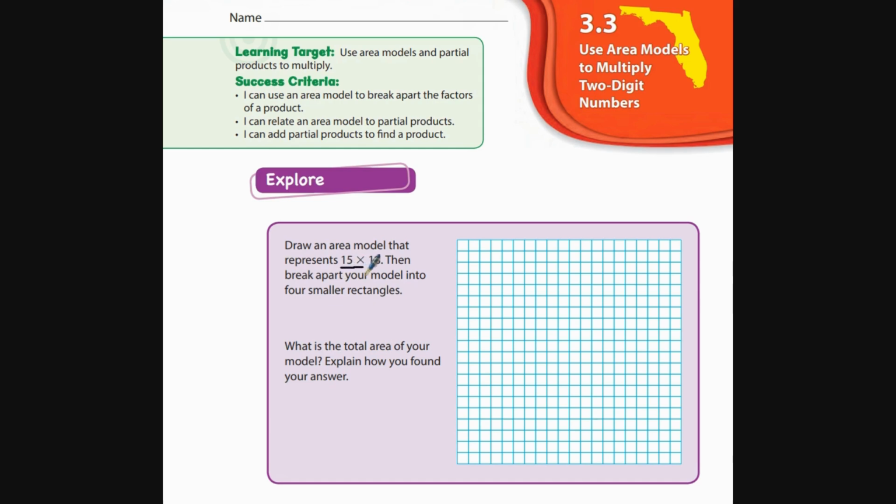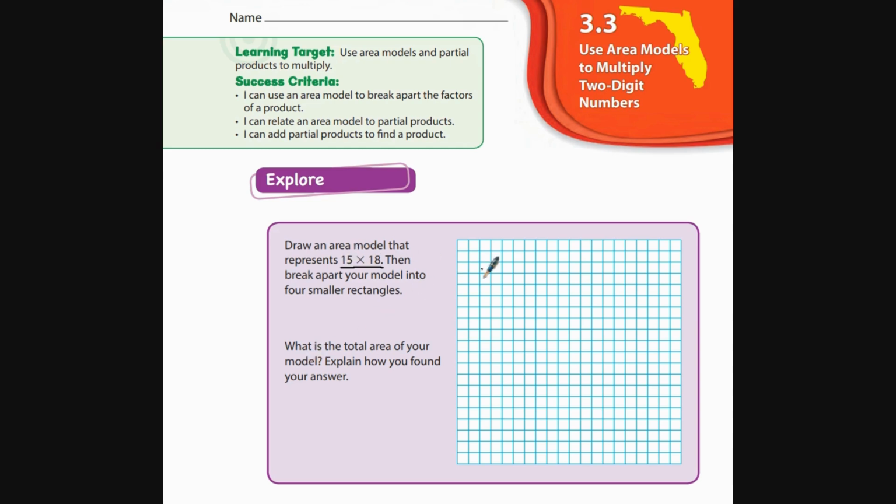Our first equation says they want us to draw an area model that is 15 by 18, and then break apart the model into 4 small rectangles. What is the total area of your model? Explain how you found your answer. That's a lot, right? So let me explain it like this.